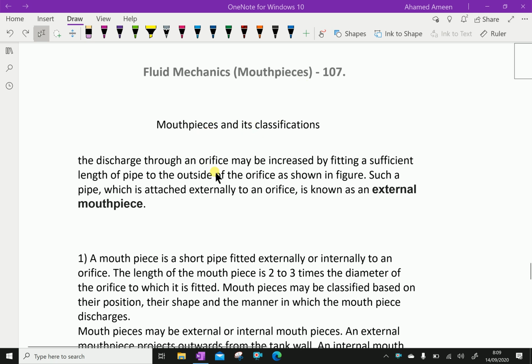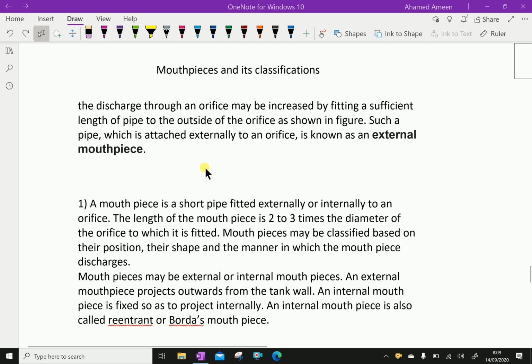In fluid mechanics, let us discuss mouthpieces and their classification. A discharge through an orifice may be increased by fitting a sufficient length of pipe to the outside of the orifice. Such a pipe, which is attached externally to an orifice, is known as an external mouthpiece. Here, look at this figure.